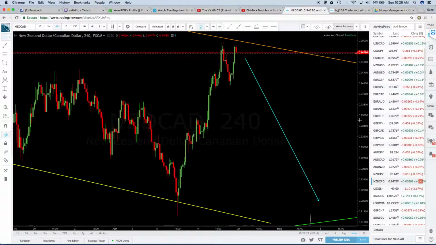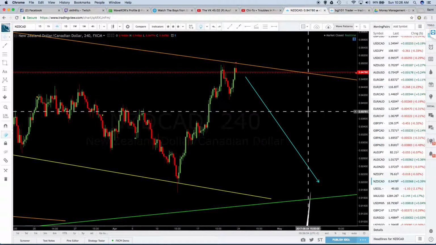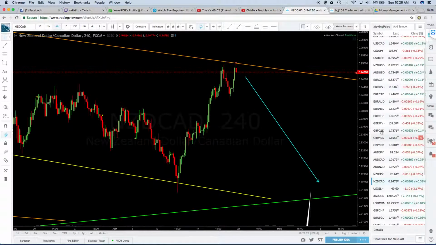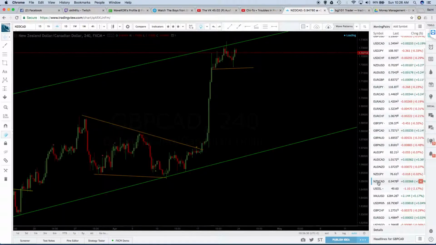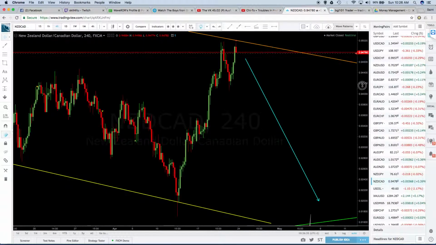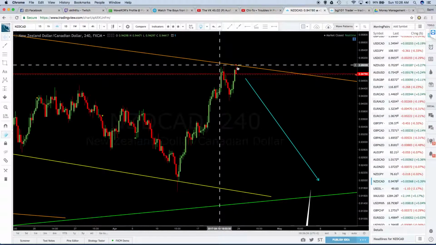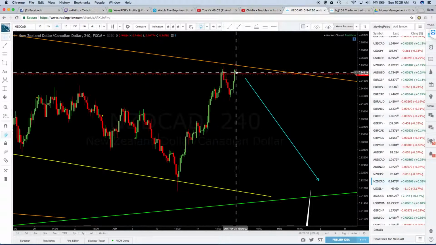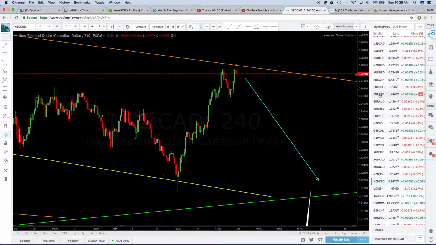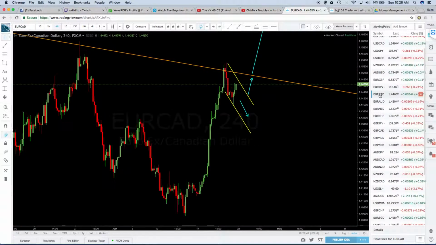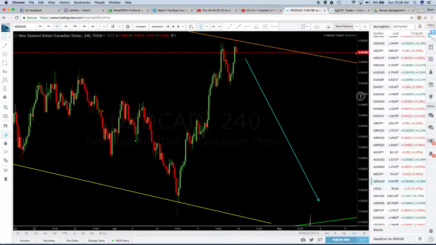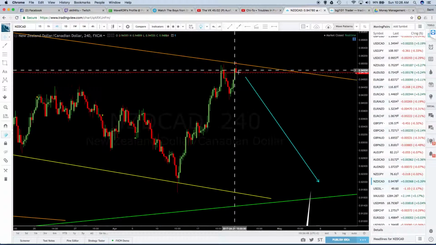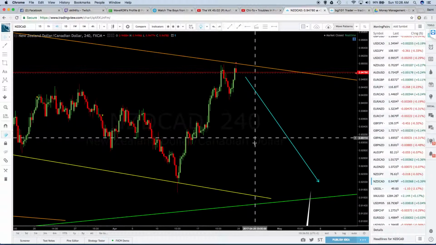New Zealand CAD, very simple here. CAD's on everybody else is moving down, but once again, New Zealand CAD is at a top. It's at a double top. And with it being the only CAD pair that's showing a downward movement, that would lead me to believe that the market makers are going to do something to the New Zealand dollar that's going to make this move happen.